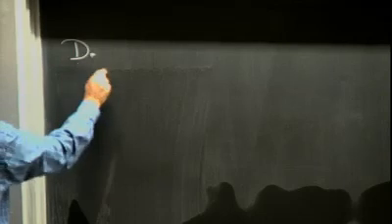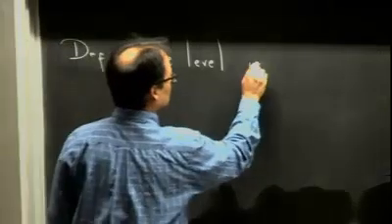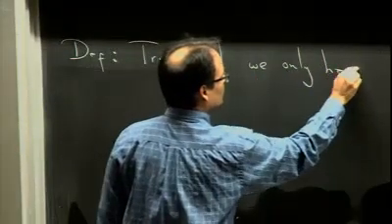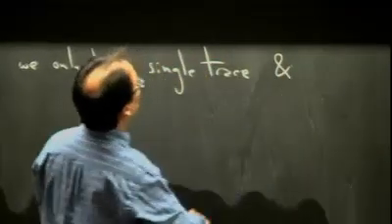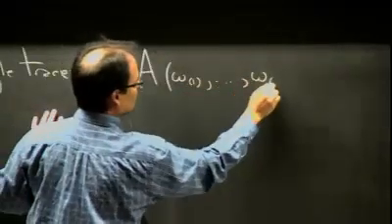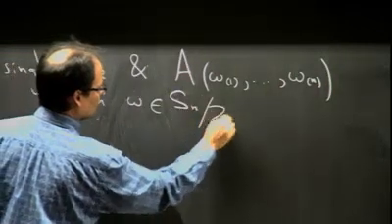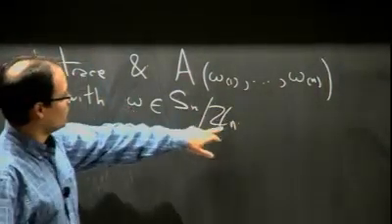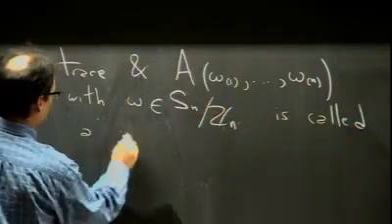So by definition, yes. Very good. So at tree level, we only have a single trace, and these objects with W a permutation modulo cyclic is called a partial amplitude.